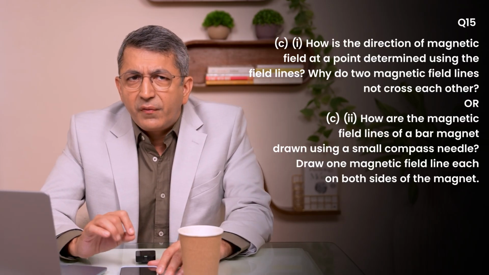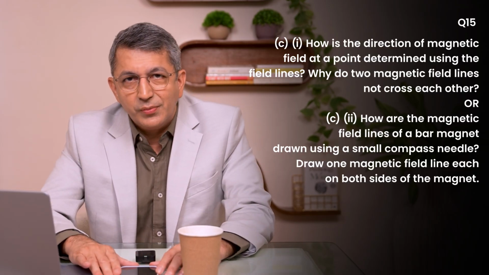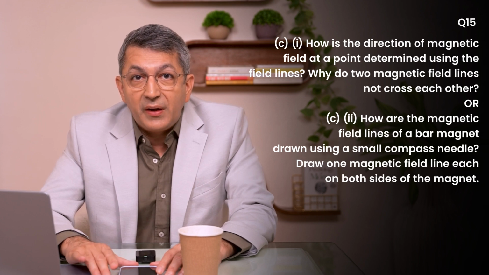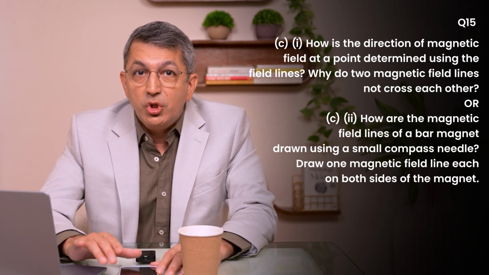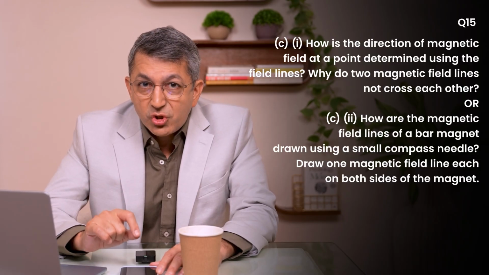Why do 2 magnetic field lines not cross each other? Or C2. How are the magnetic field lines of a bar magnet drawn using a small compass needle? Draw 1 magnetic field line each on both sides of the magnet.